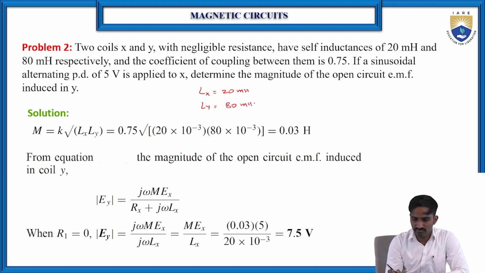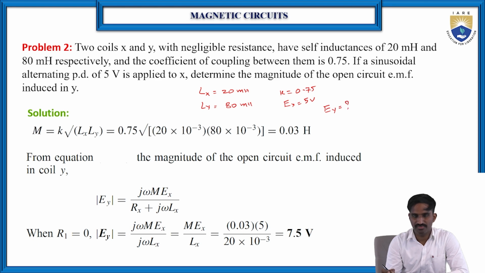And the coefficient of coupling between them, of course, here there is another concept, coefficient of coupling, that we have discussed already. So the coefficient of coupling K is equal to 0.75, that they have given. If a sinusoidal alternating potential of 5 volts is applied to X, which means here EX is equal to 5 volts, then determine the magnitude of the open circuit EMF induced in Y, which means we have to find the value of EY.